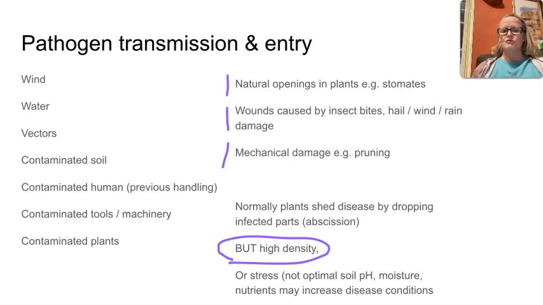It can lead to stress if there's high density planting or high density living. The soil conditions may not be optimum, the air circulation may not be optimum. All of these things might increase disease transmission.